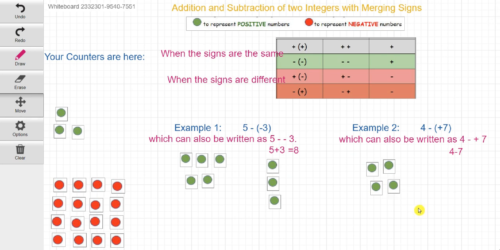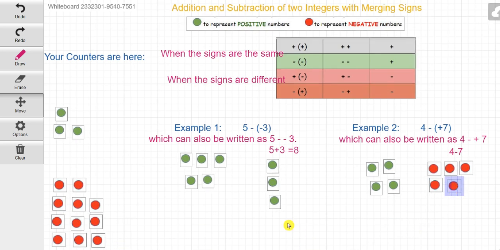Beautiful. Now we're going to look at negative 7. So we're going to need 7 red counters to represent negative 7. That's 1, 2, 3, 4, 5, 6, and one more to make it a total of 7 red counters. Excellent. Now that we have our 4 positive counters and our 7 negative counters, what does this look like, guys? Yep, you guessed it.